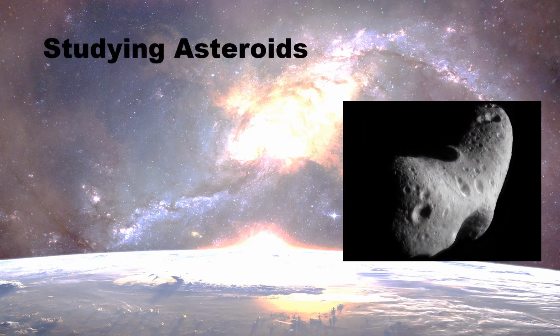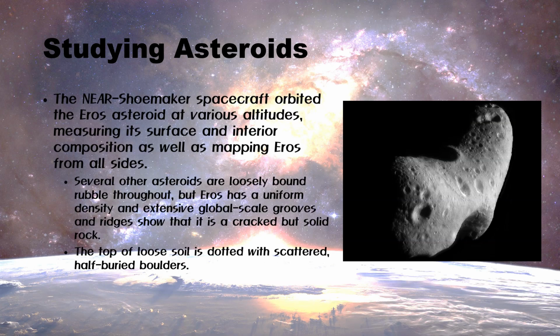So with that in mind, we want to study asteroids to figure out their history and their place in the formation of our solar system. The NEAR Shoemaker spacecraft orbited the asteroid Eros at various altitudes, measuring its surface and interior composition, as well as mapping Eros from all sides. Several other asteroids are loosely bound rubble throughout, but interestingly enough, Eros has a uniform density and extensive global-scale grooves and ridges, so it is a cracked but solid rock. The top of loose soil is dotted with scattered half-buried boulders.